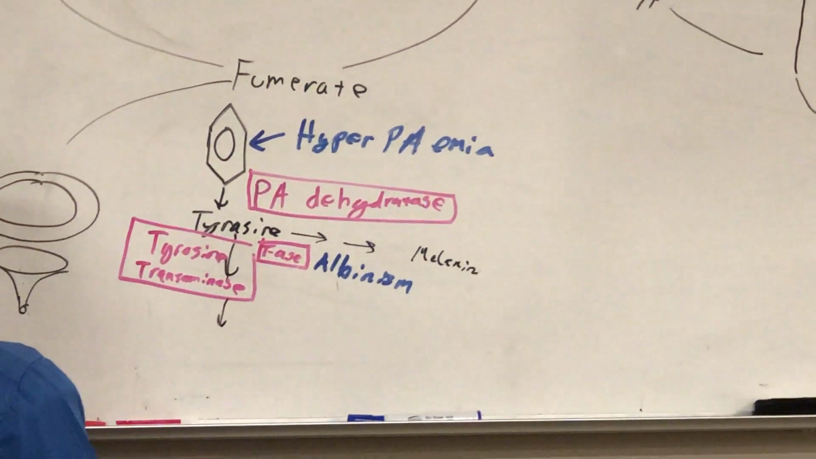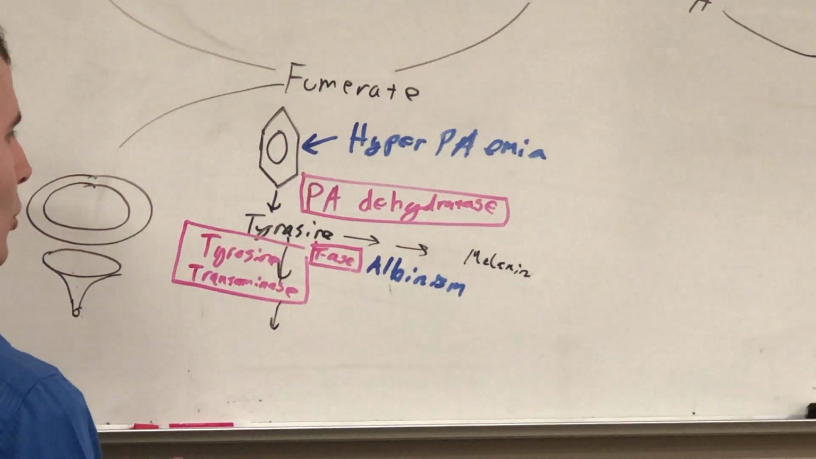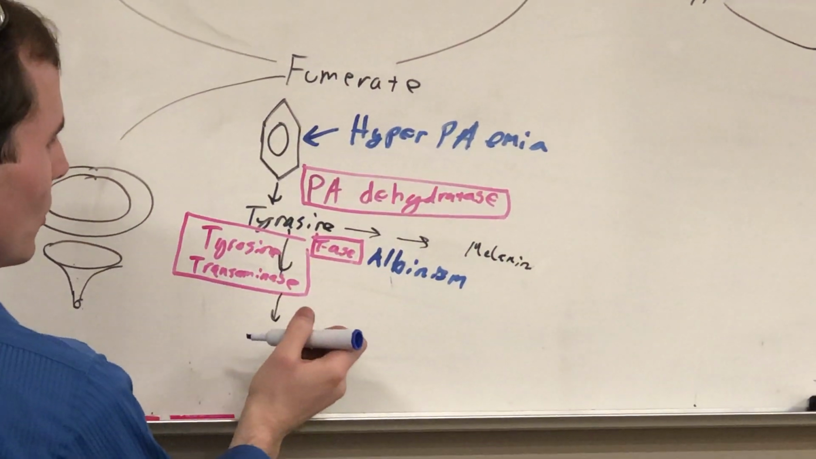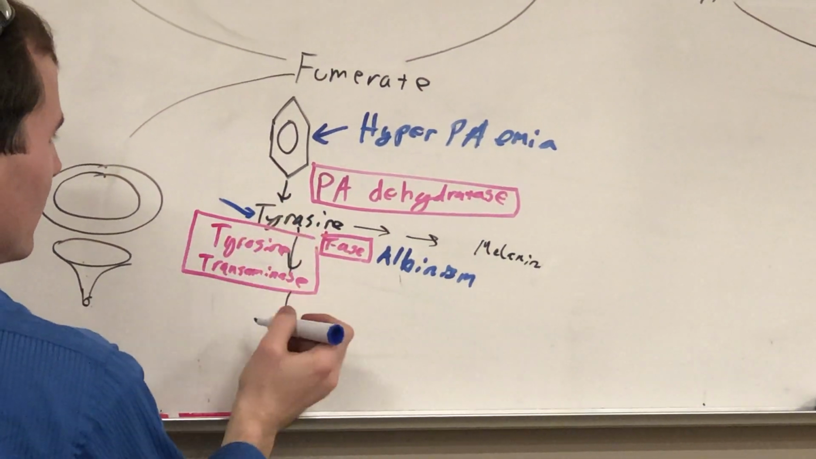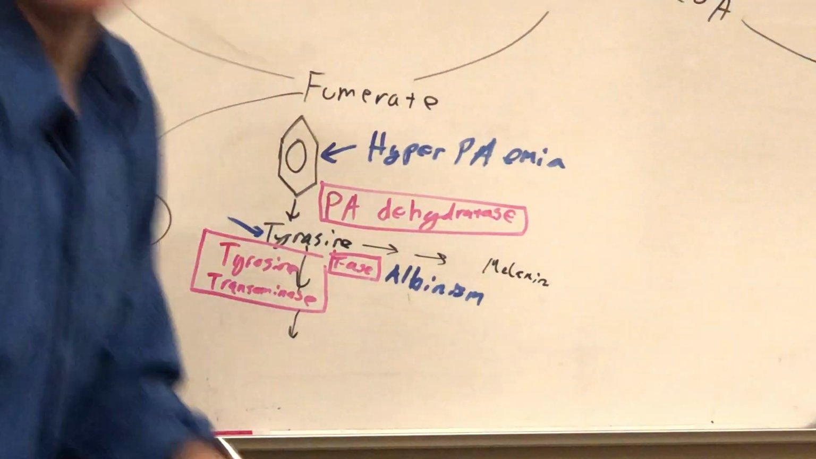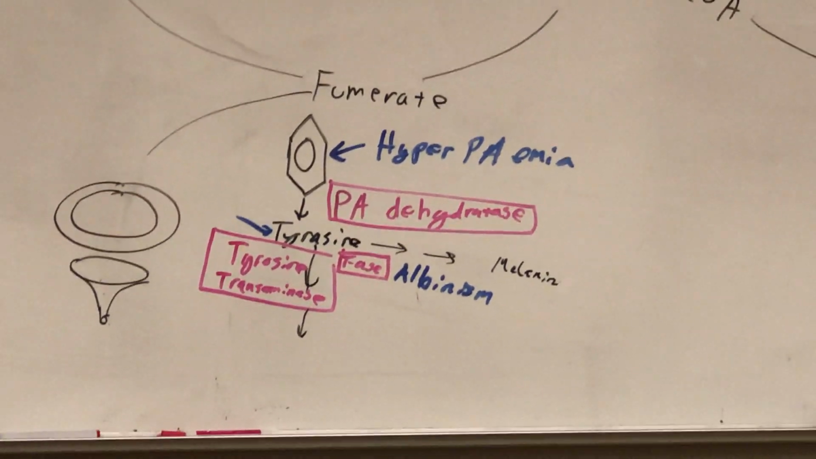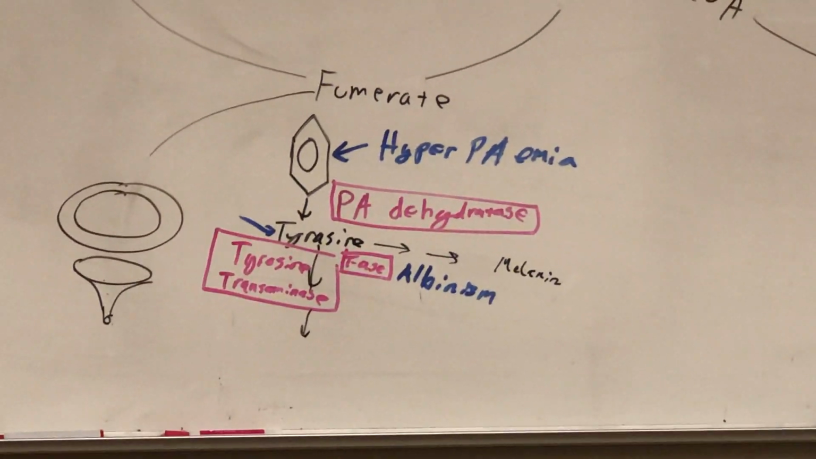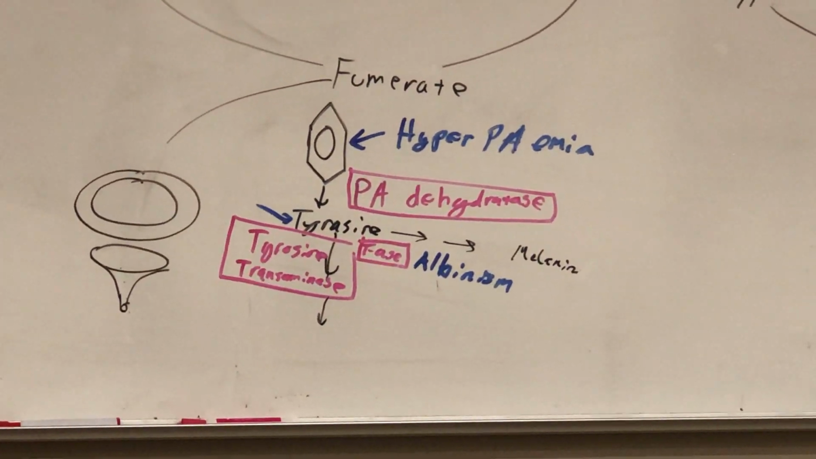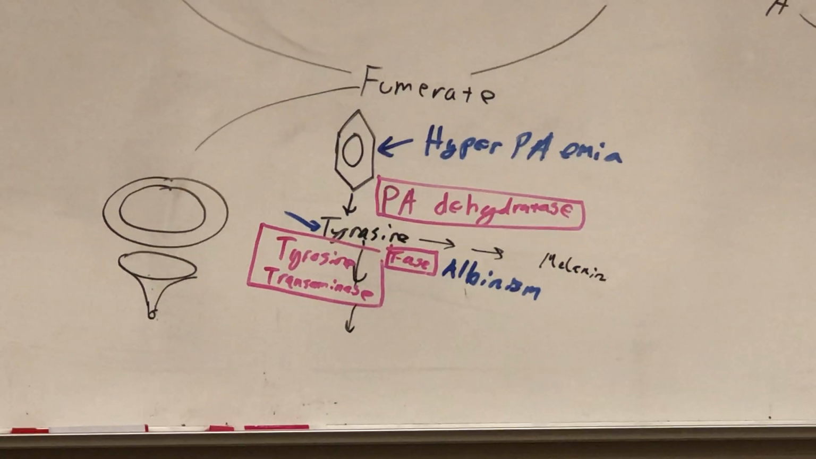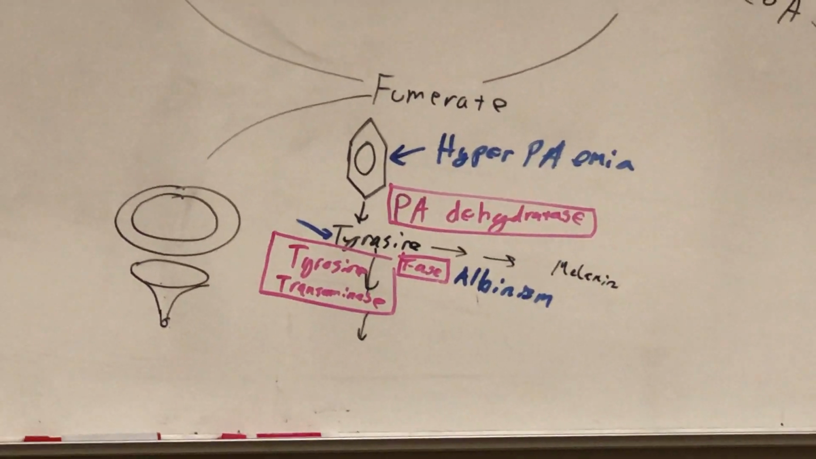If you don't have tyrosine transaminase, then you're going to have a lot of tyrosine buildup. So what would we call that disease? Hypertyrosinemia. And then type 2. Say it again, so it's hyperthyroidism? Yes.